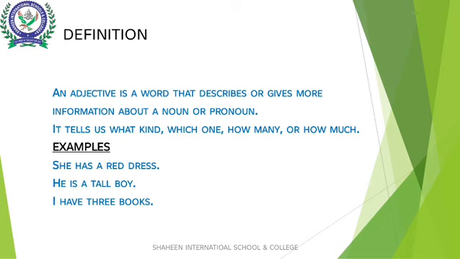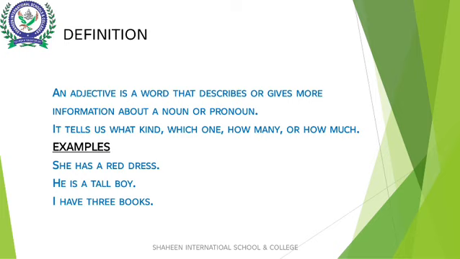An adjective is a word that describes or gives more information about a noun or pronoun. It tells us what kind, which one, how many, or how much about a noun or a pronoun. It means that an adjective is a word that adds to the meanings of a noun or pronoun. It gives us extra information. For example, she has a red dress.